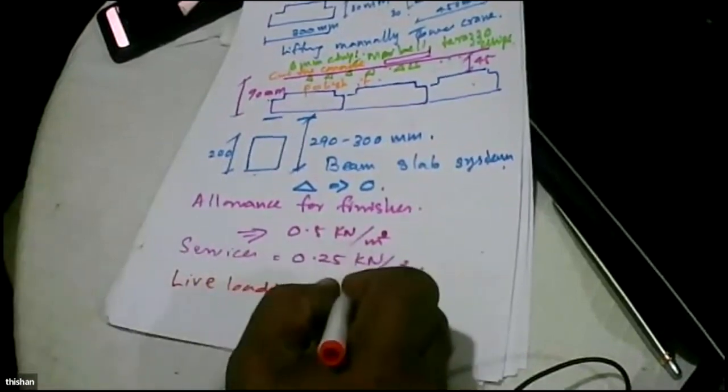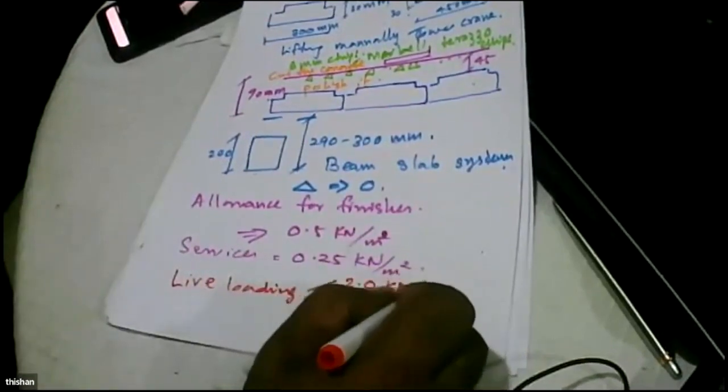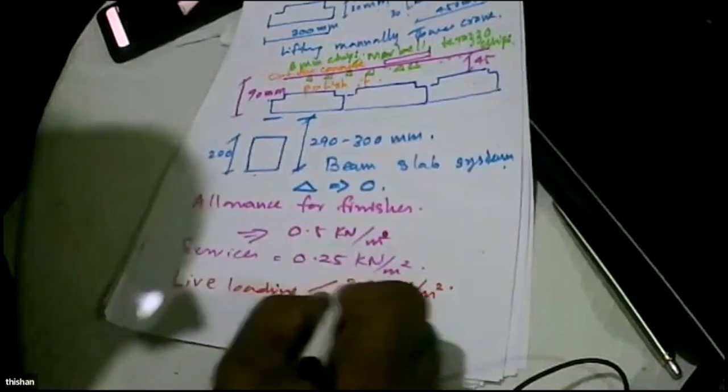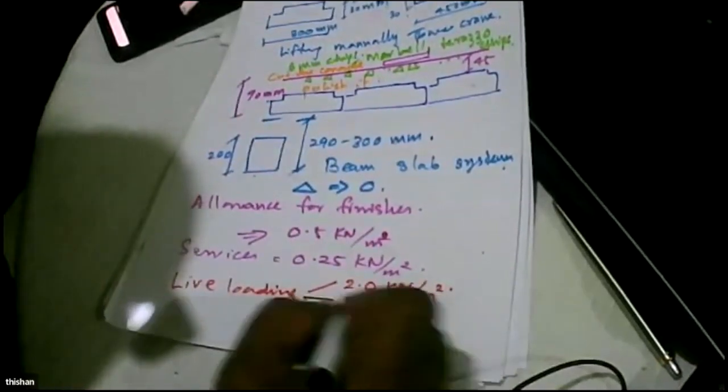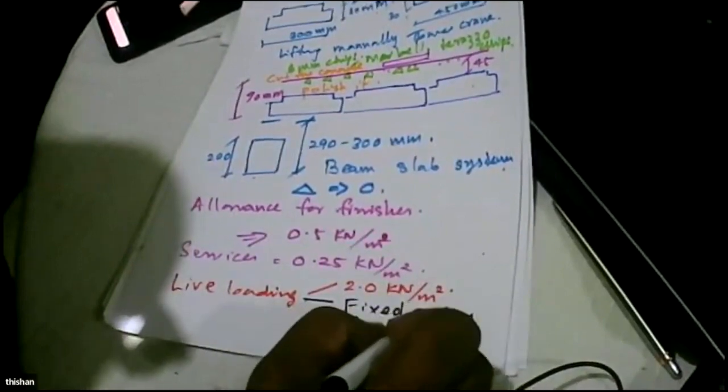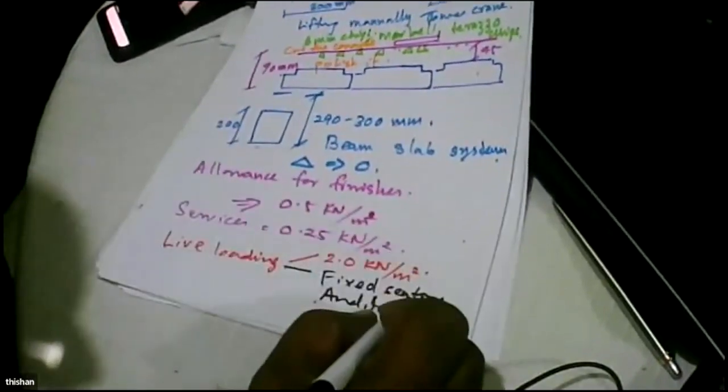So live loading, the minimum is 2 kilonewtons per meter squared, in any area where people can gather in a house. Because a house will not have a huge number of people, you can go for that. But we can use it for an auditorium with fixed seating. In that case, we use 4.